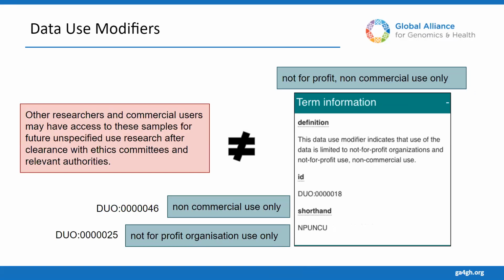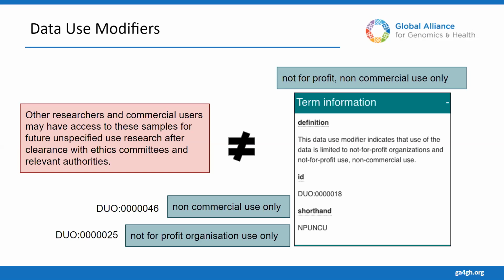So I wanted to pause briefly on this data use ontology ID, just to explain how we use it in H3Africa and maybe applicable to some other groups as well. In H3Africa, we obviously work with a lot of historically disenfranchised groups, and we are very sensitive about how the data is used. So you'll see in the clause on the left, it indicates other researchers and commercial users may have access to these samples or data for future unspecified use research after clearance with ethics committees and relevant authorities. So it specifically mentions commercial use, but there is no DUO code that specifically states commercial use. There is a DUO code for not-for-profit, non-commercial use only. And we actually use that code a lot.